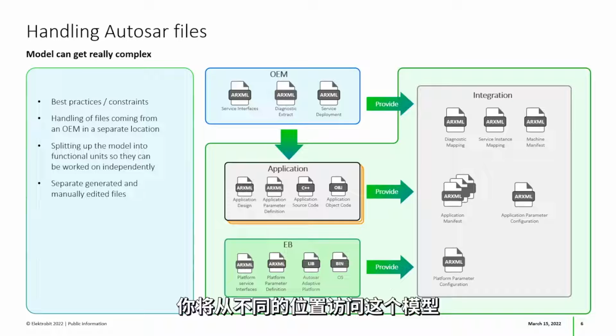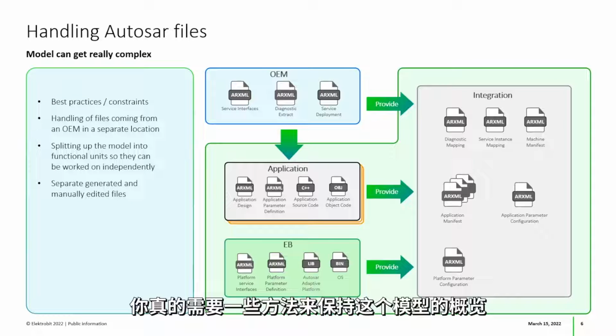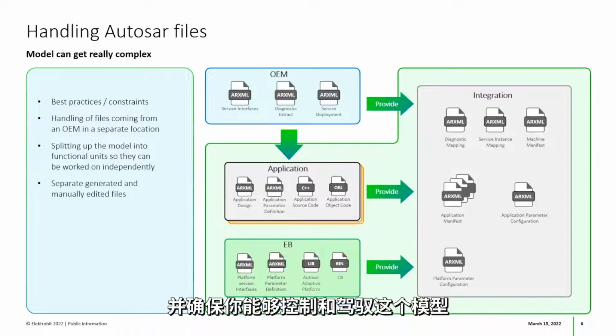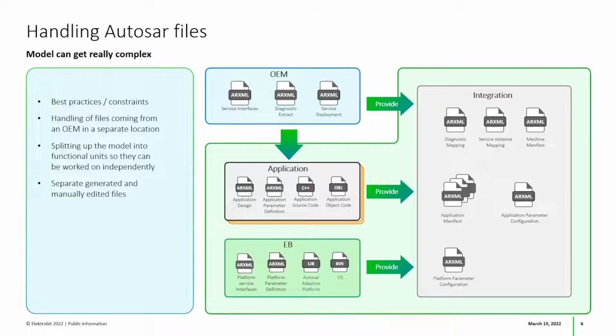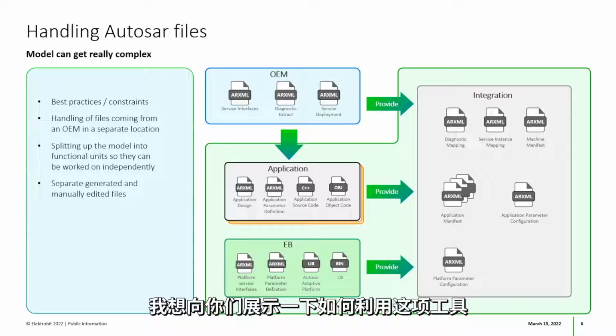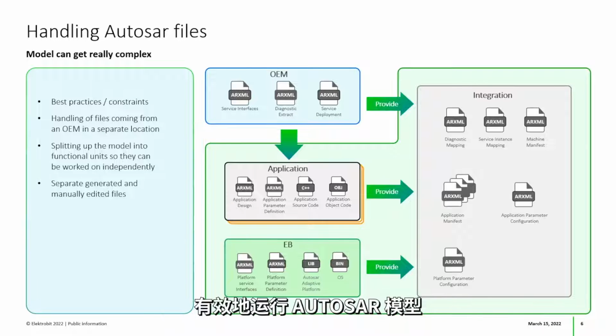You will get the model from different locations. You need to think about how to split up the model. And you will also probably have generated files. So you really need some ways to maintain the overview of your model and maintain control over the model. And we developed a tool at Elektrobit for that to work on the AUTOSAR model. It's called EB Corbos Studio, and I would like to show you how to work efficiently with that.